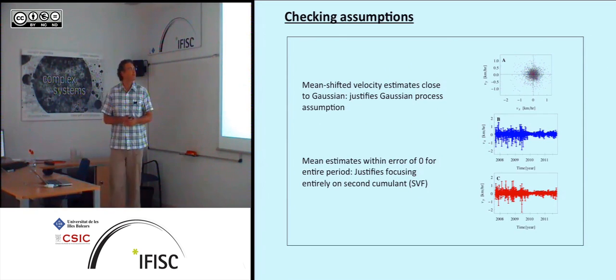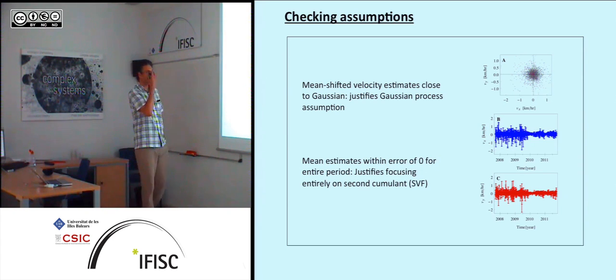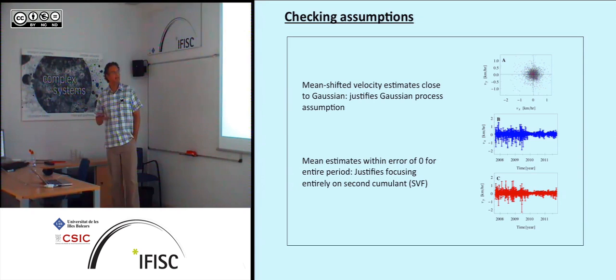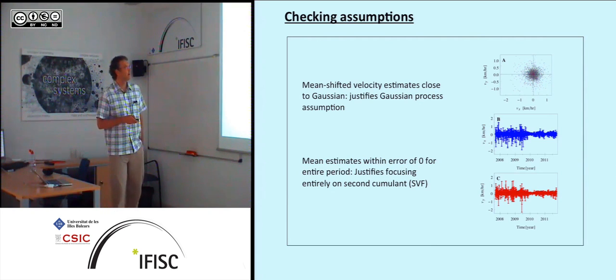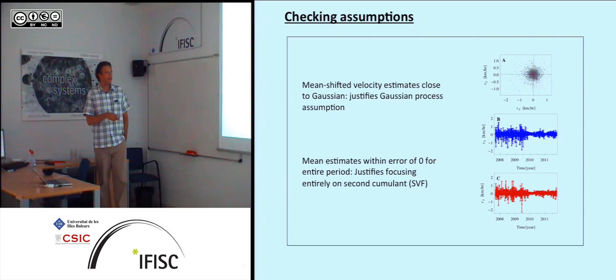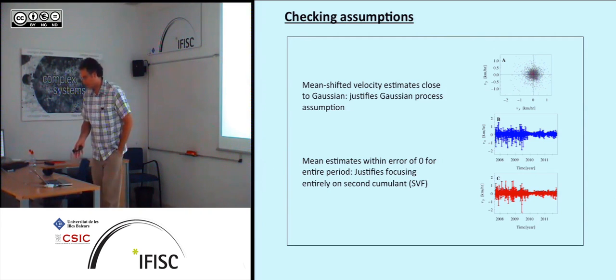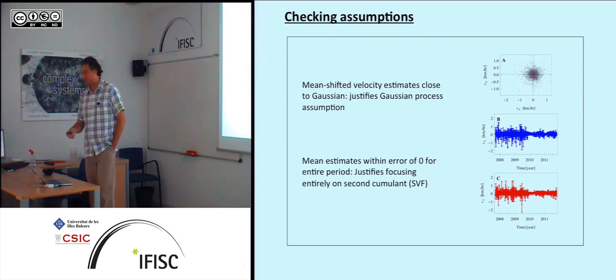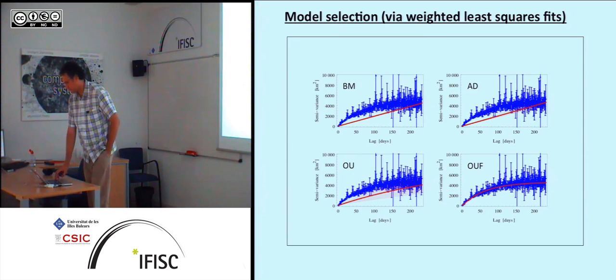And that works. So we can look at the data and first make sure the assumptions we made about the process are reasonable. We assumed a Gaussian process. So if you compute the velocities of all animals and mean shift them, or they shift themselves to zero because they're velocities, and overlay them on the same axis, you can see it's roughly Gaussian, not too bad. And then mean estimates in the x and y directions for the velocity are all within error of zero, with no apparent time trend in the means. So that justifies our focus on a Gaussian process and ignoring the first moment, the time-dependent mean, focusing only on the second moment, or the second cumulant, the autocorrelation function.